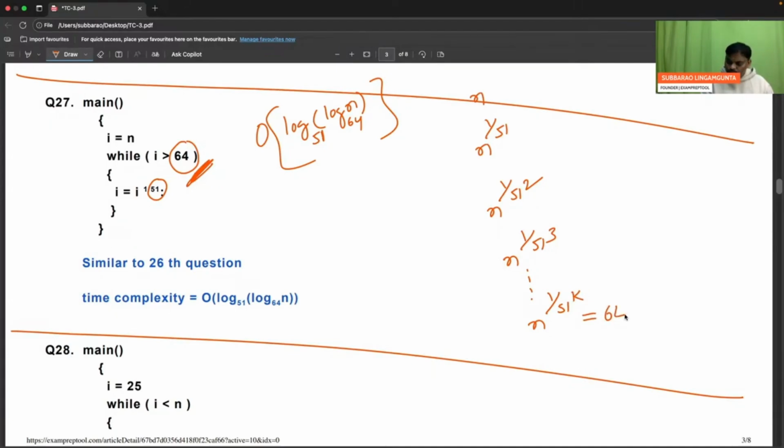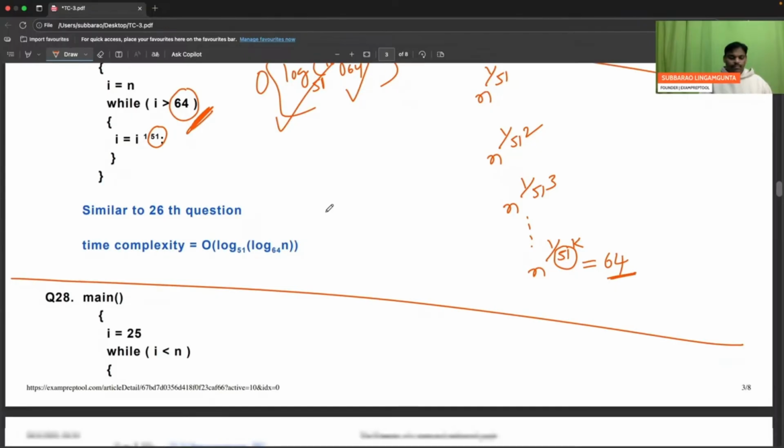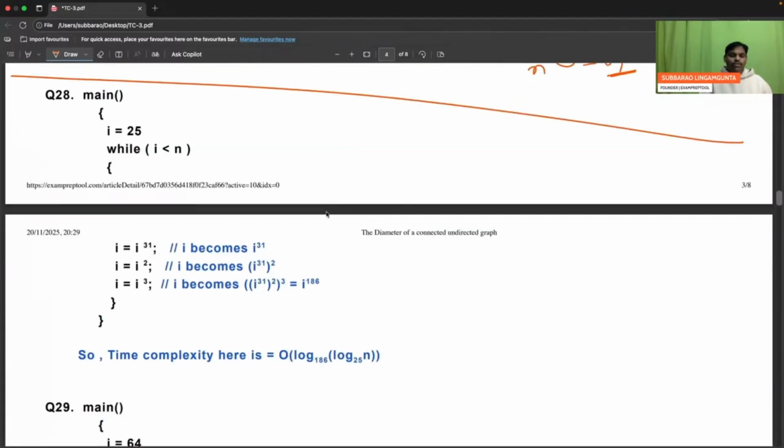Stop it. Remember, this person is in the upper part, so this number only I am able to see first. So I have to eliminate this number. So apply log 64 first. Next apply, this number will fall down. Then apply log base 51. So the answer is log n, base 64 inside, base 51 outside. That is the answer. Perfect. Go to question number 28.